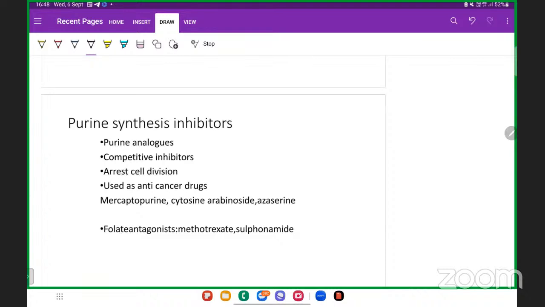So we call them purine analogs. When you give something that looks like a purine, our body gets confused. They think that purine is in excess and they stop the production.